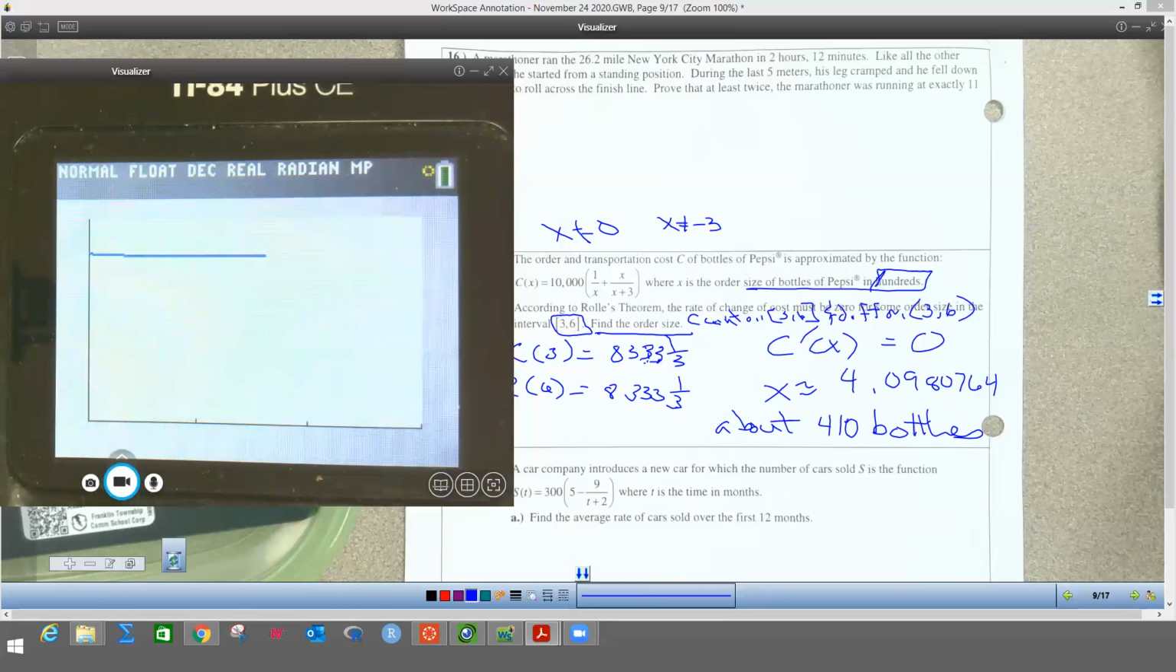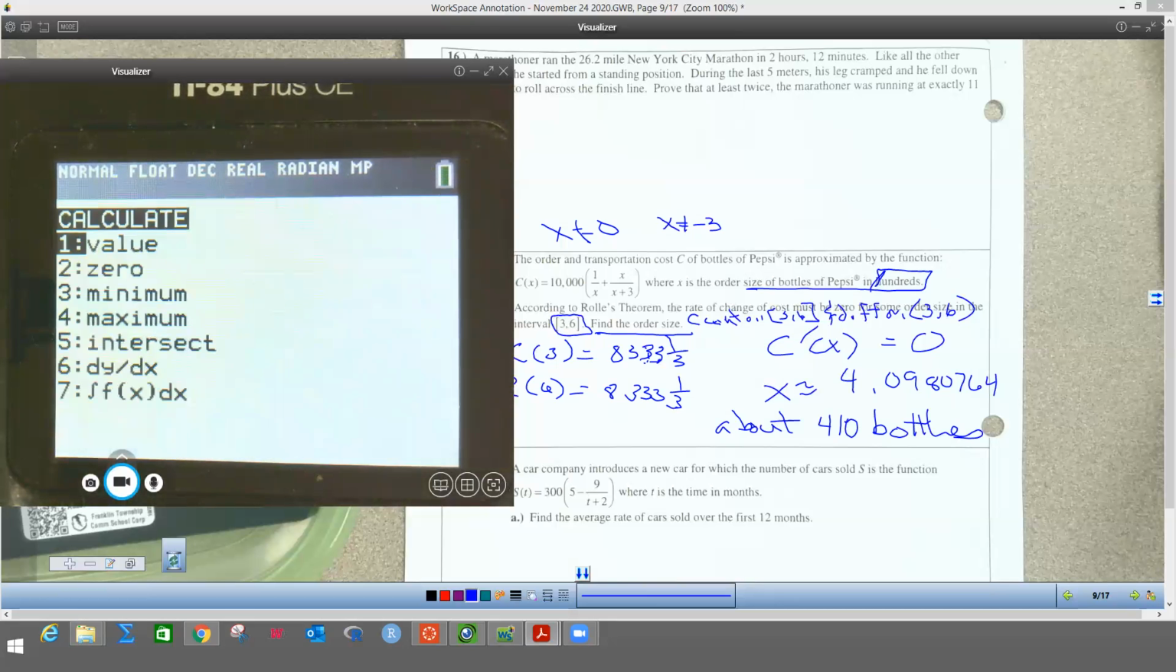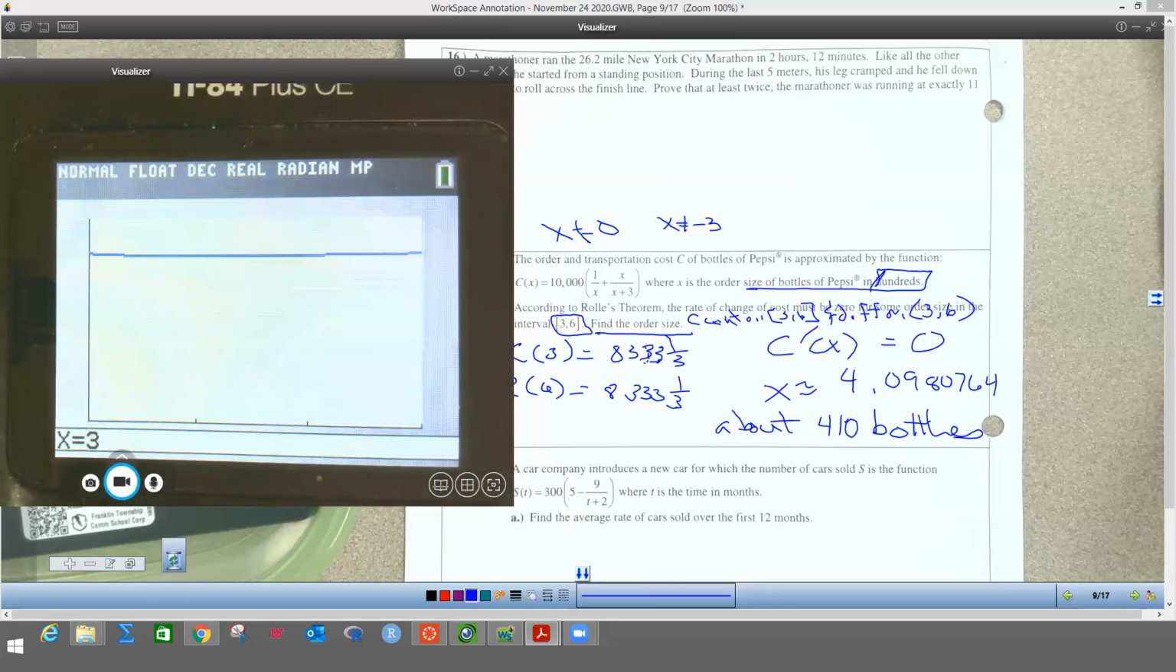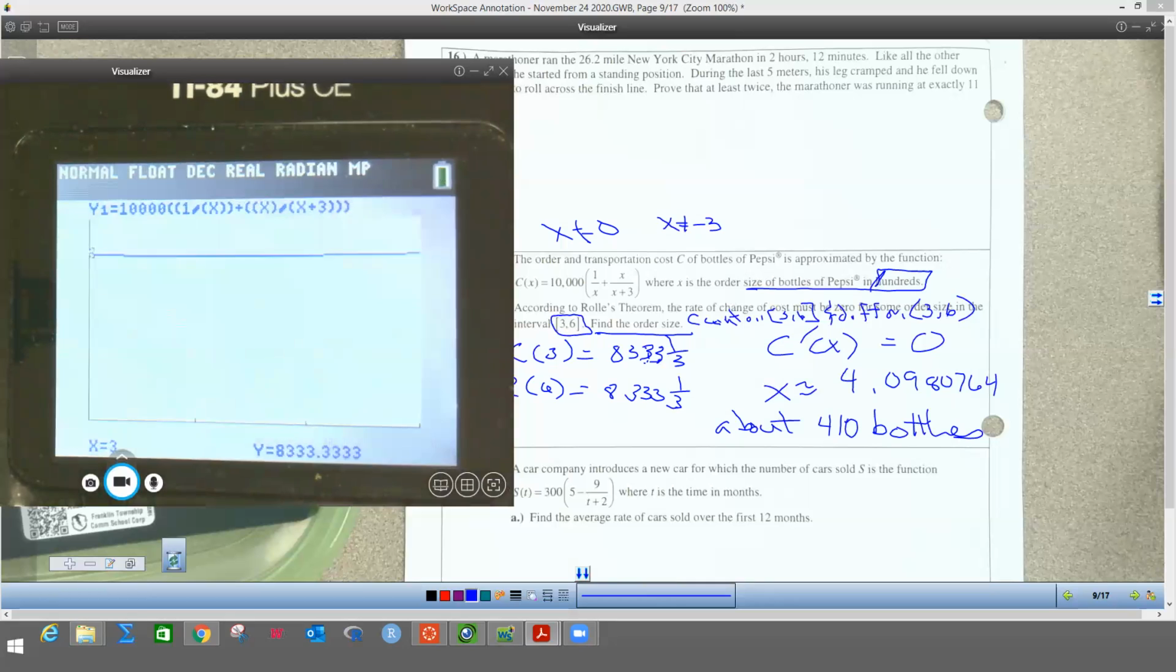And now I want to find out what the value at 3 is because I need the endpoints. Okay, so I'm going to hit second calc 1 and put in 3 and hit enter, and there's that 8,333.3 repeating, which I wrote on the screen there.